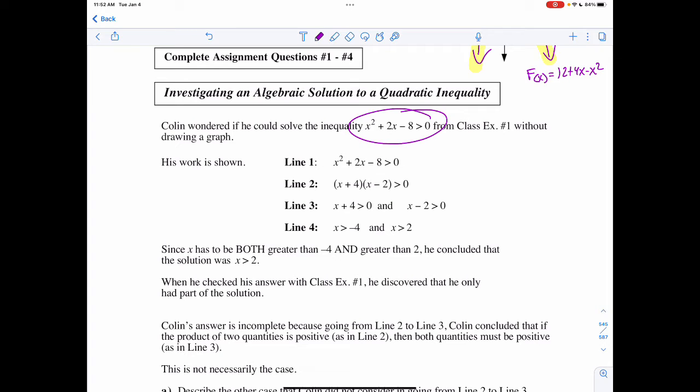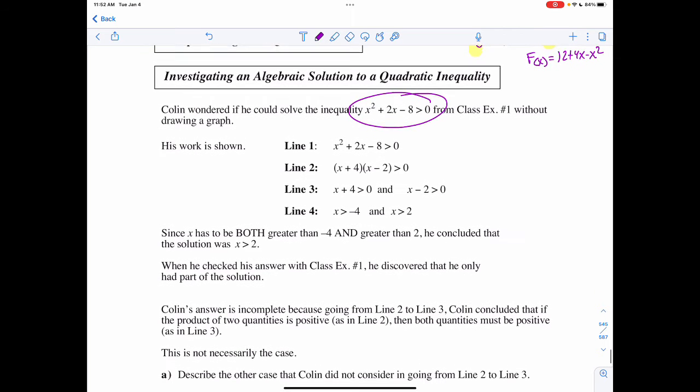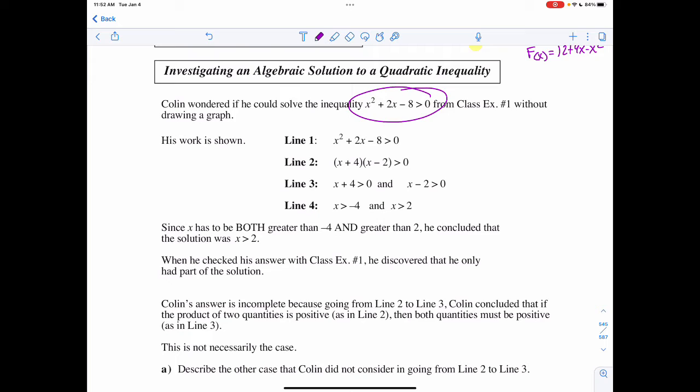And then he said that x plus 4 is greater than 0 and x minus 2 is greater than 0, or that x is greater than negative 4 and x is greater than 2. Since he said that x has to be both greater than negative 4 and greater than 2, like when we were dealing with our restrictions in radicals, he said the final solution is that x is just greater than 2.